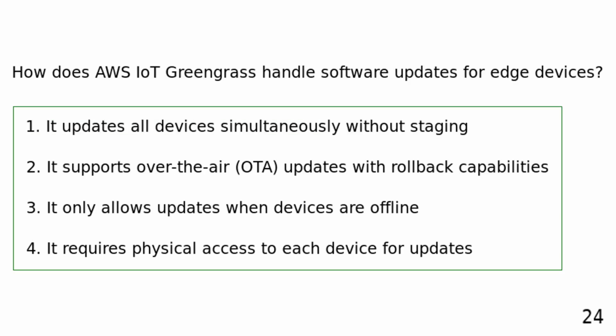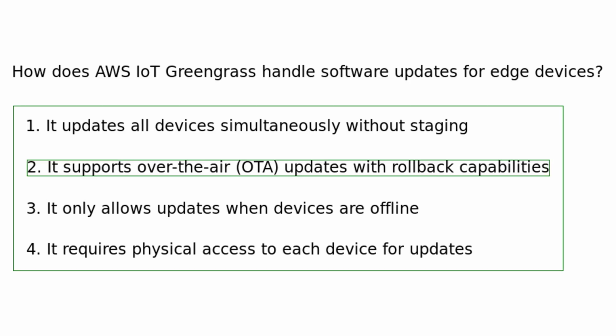How does AWS IoT Greengrass handle software updates for edge devices? It updates all devices simultaneously without staging. It supports over-the-air updates with rollback capabilities. It only allows updates when devices are offline. It requires physical access to each device for updates. AWS IoT Greengrass supports over-the-air updates with rollback capabilities, allowing safe and efficient remote updates of software on edge devices.